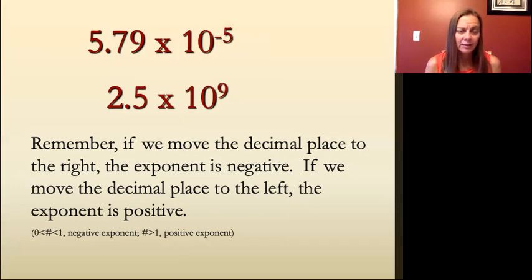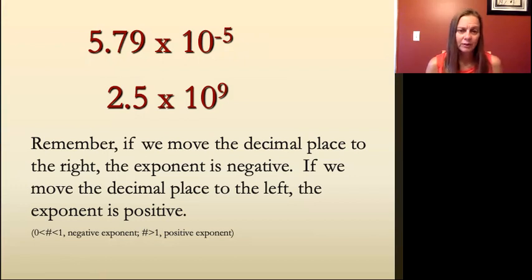Okay, I'm going to ask you to think about a couple of numbers. We have this number, 5.79 times 10 to the negative fifth. If we had a number 6.4 times 10 to the negative seventh, which number would be larger? Well, 6.4 is bigger than 5.79, but 10 to the negative seventh means that its decimal place is farther to the left. So we know that 6.4 times 10 to the negative seventh is actually a smaller number.